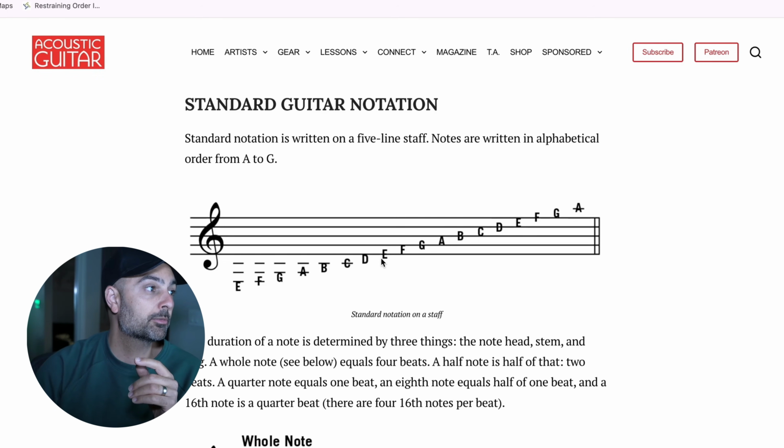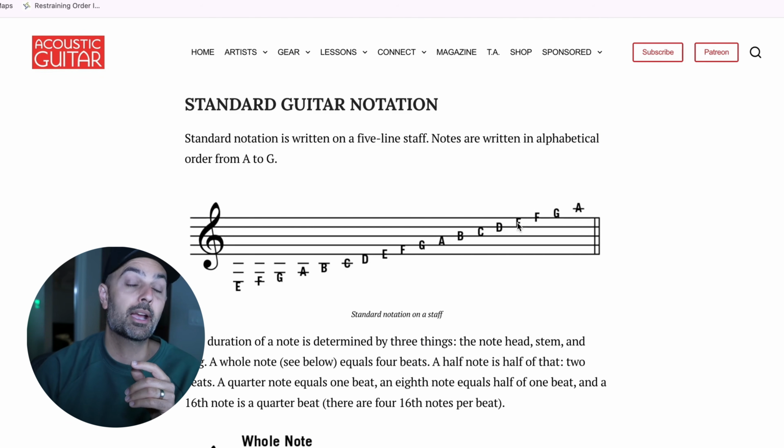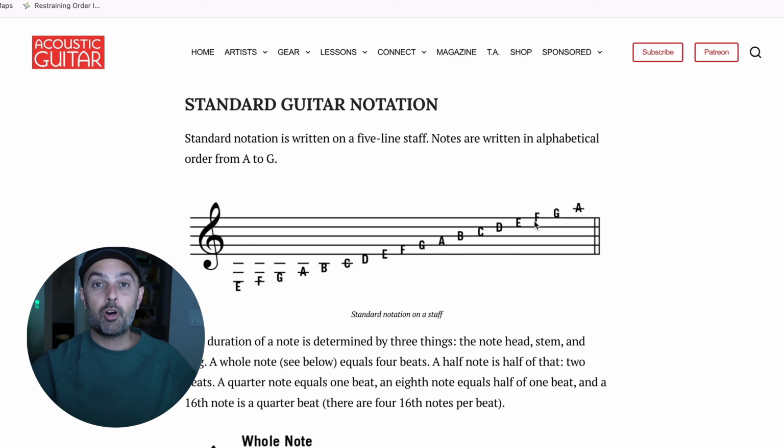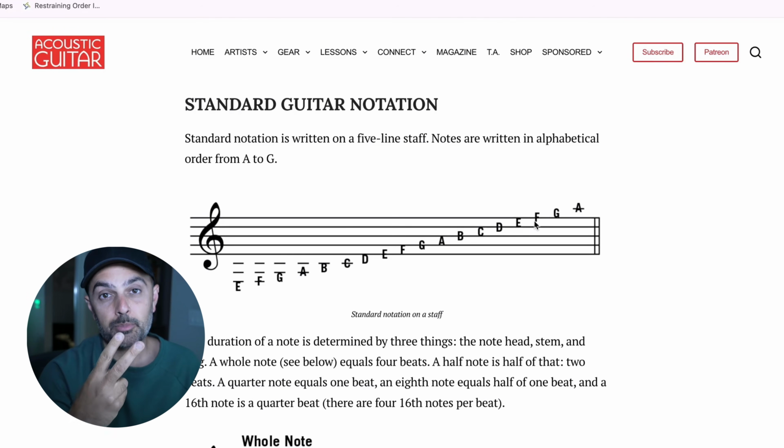What happens after G? You go back to the beginning of the alphabet, which is A, B, and back to C. So that's why when you are here, from E, you're going E, F, G, then A, then B, then C, then D, back to E again, and then F, okay? But how do you remember all of that? You're going to remember 2 very simple rules.